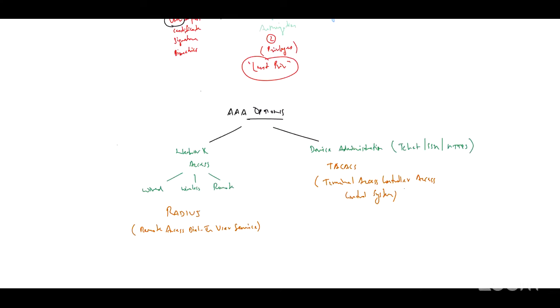Now TACACS, when it was developed, was a vendor agnostic protocol. And today as well, TACACS is vendor agnostic. Cisco improved on this TACACS and created their own variant. They called it TACACS Plus. So in Cisco's devices, you would always see TACACS Plus.